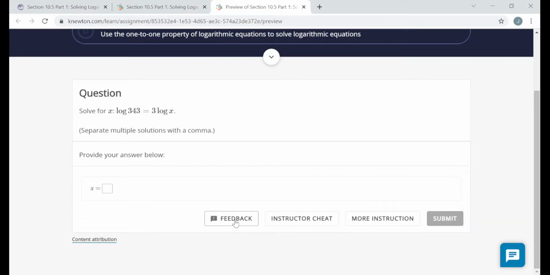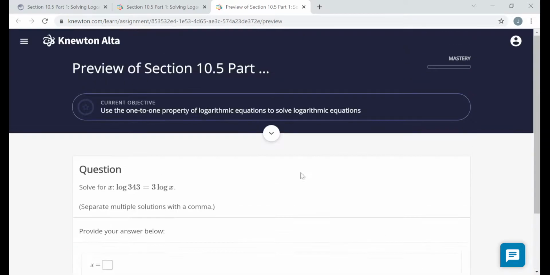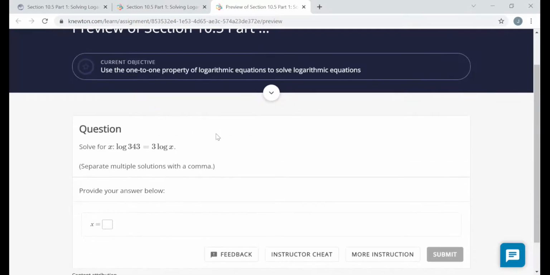And at the bottom of every question you should be seeing a feedback button to send feedback to Knewton if you wish. You will not see the instructor cheat button, right? That will not be there. But you will see a more instruction button, which if you click on this you'll see further reading material or videos related to the current objective that hopefully help you out.